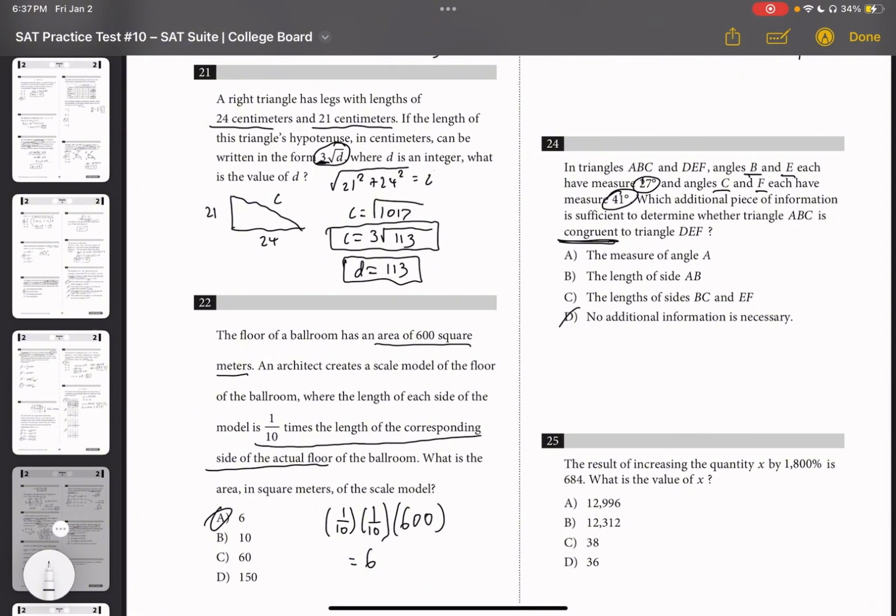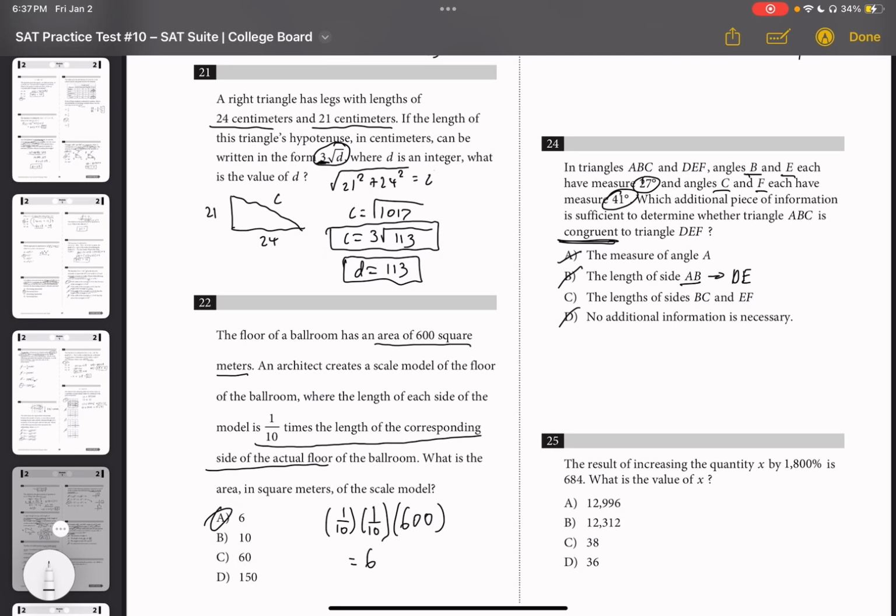So we can immediately eliminate option choice D since we do need to know something else. If we only know the measure of angle A, well, we don't even need to know the measure of angle A because we could already find it with just our angle rule that 180 is the total amount of angles within a triangle. Option choice B, the side length of AB. Well, if we have the side length of AB, we still don't know if it's congruent to triangle DEF because we need to know if this side is equivalent to the other triangle's respective side, which is DE.